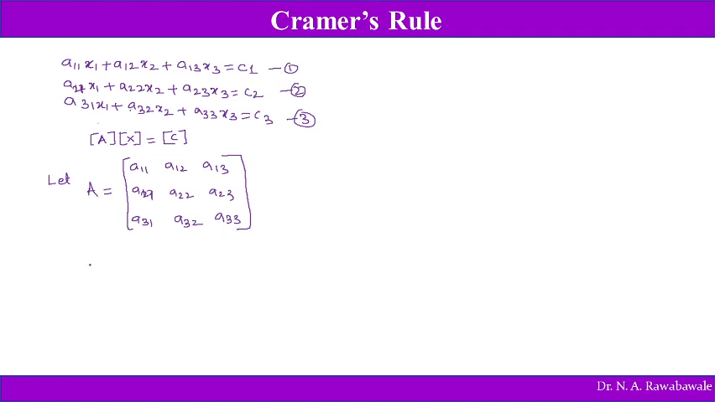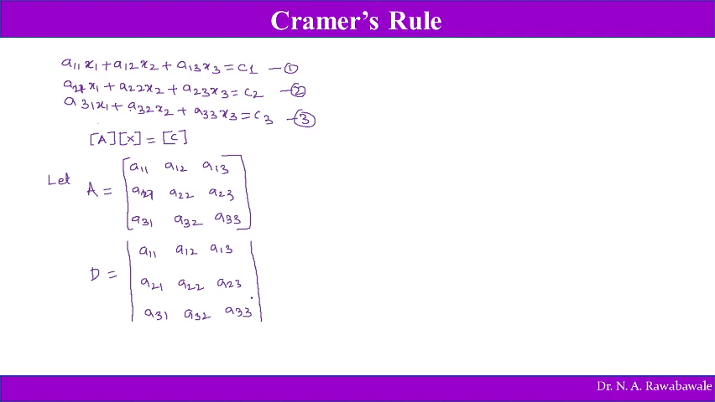Now let's deal with the determinant of matrix A. This determinant is written as a11, a12, a13, a21, a22, a23, a31, a32, a33. So this is the determinant of the coefficients of the variables.